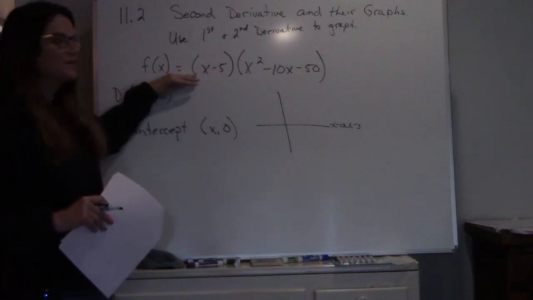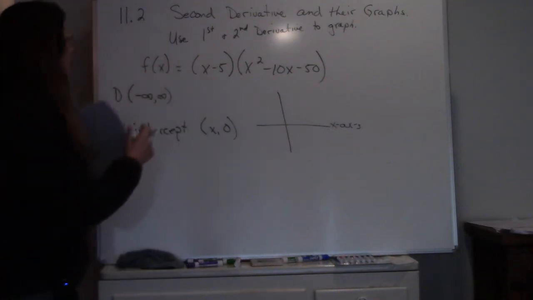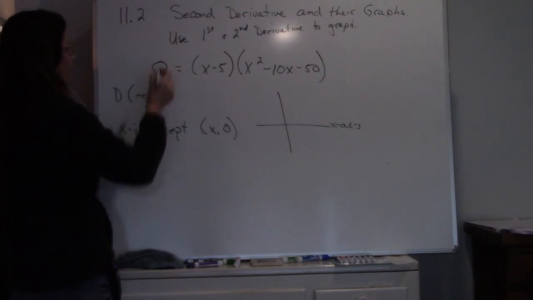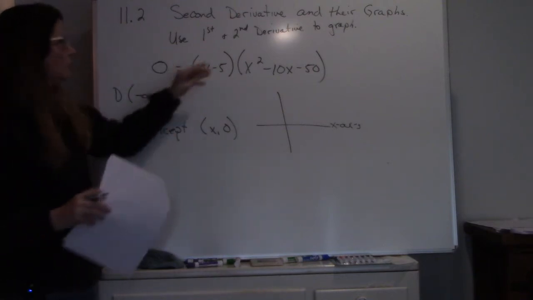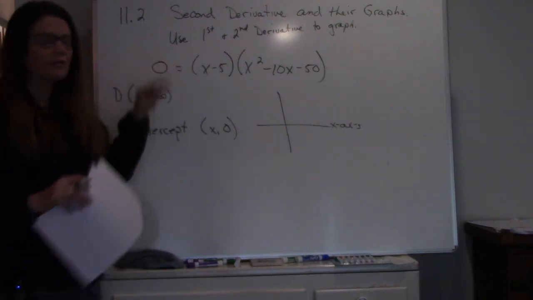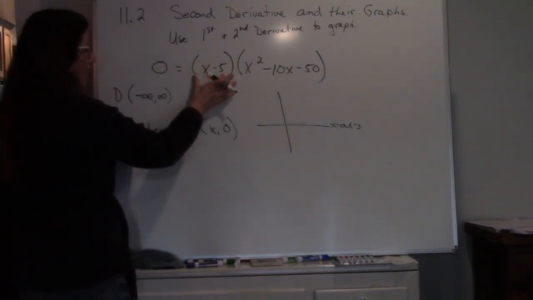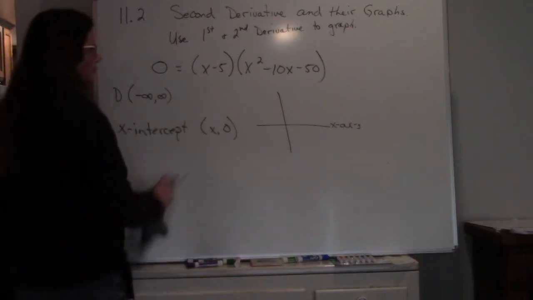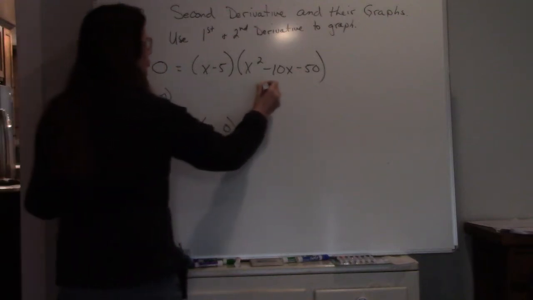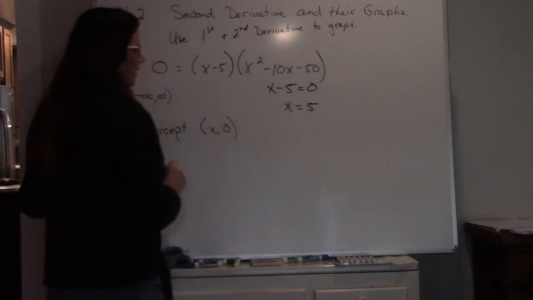So what I have to do is come back to my function and go, okay, when is my y value 0? Well, I'm going to change this because f of x just means y. I'm going to take out my y and plug in 0. Well, you know how to solve this. This is just setting your function to 0 and solving. So the only way for this times this to be 0 is if x minus 5 equals 0 and if x squared minus 10x minus 50 equals 0. So you have 2 factors that you're just going to solve for x.